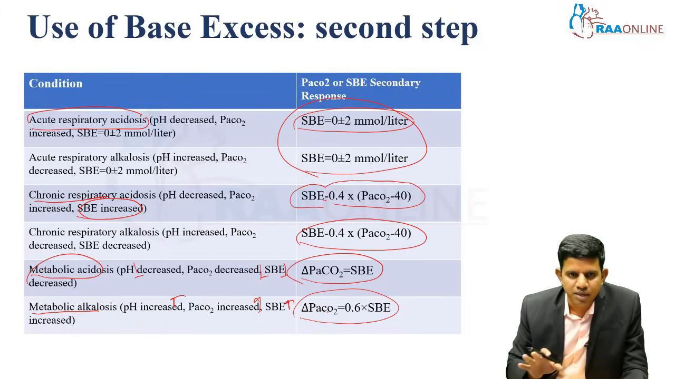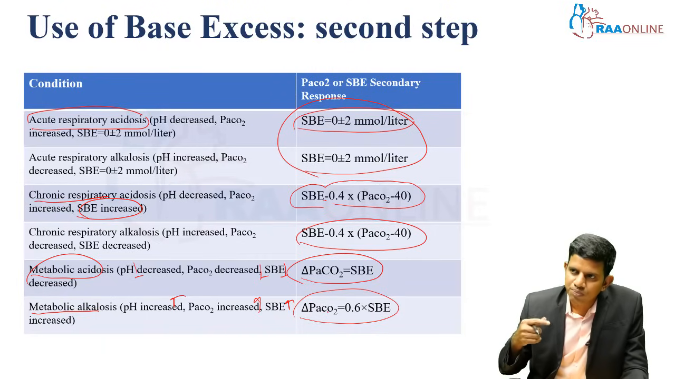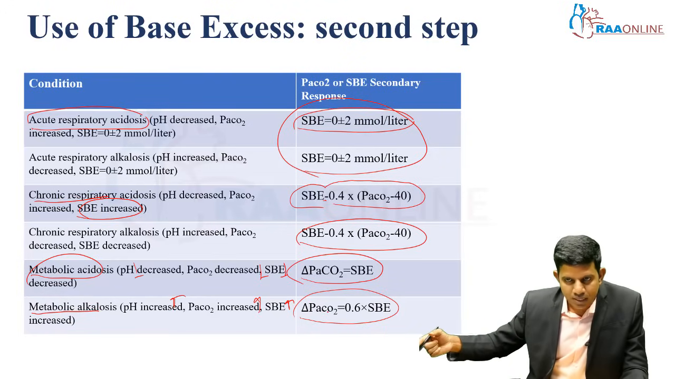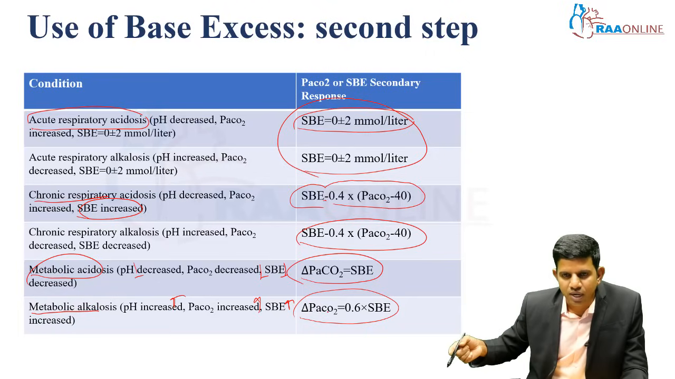In acute respiratory alkalosis or acute respiratory acidosis, you won't see any change in the standard base excess, because standard base excess is not respiratory dependent. In chronic respiratory acidosis, the CO2 retention won't directly increase or decrease the standard base excess. Indirectly, it is going to activate the renal compensatory system. It is going to retain the bicarbonate, retain the alkali, so it increases our standard base excess.